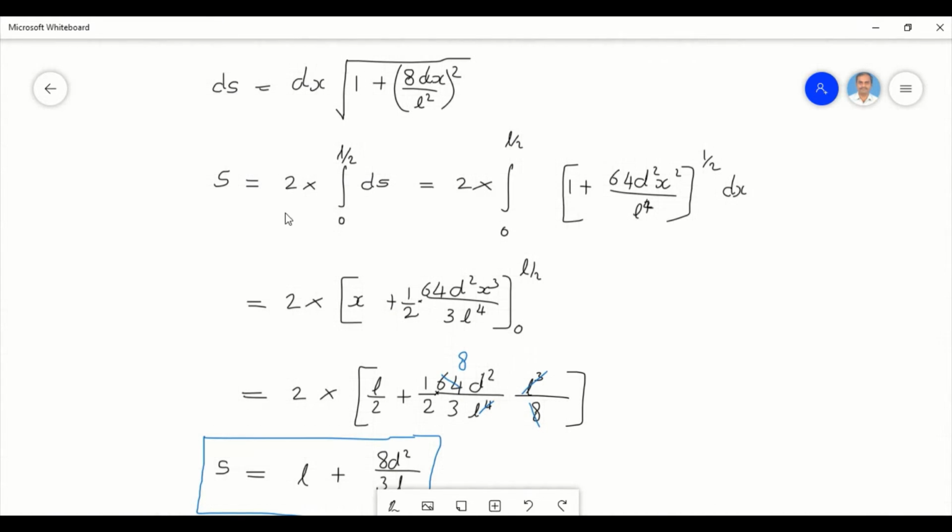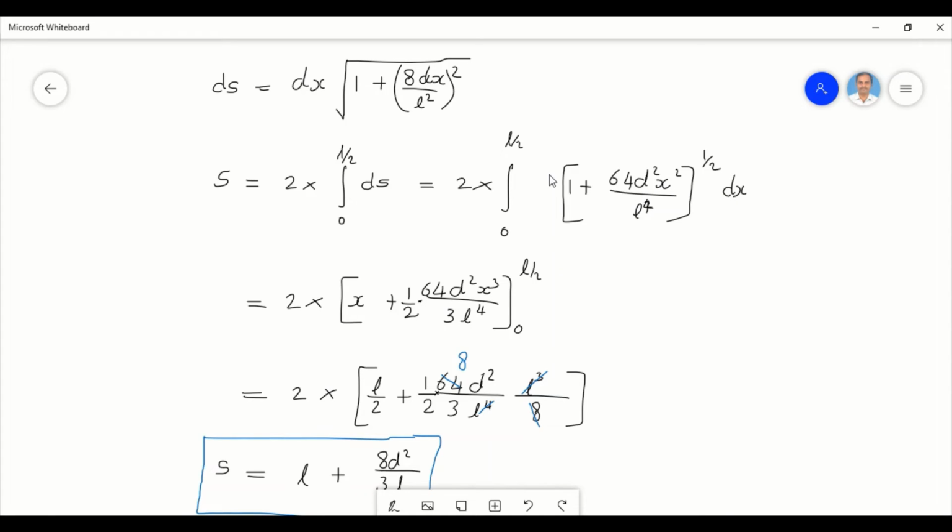So the total length of the cable S can be written as 2 into integral ds, where we have written this ds just for one half of the section. So we are multiplying this with 2 so that we will get the total length of the curve. And now I will replace this ds with the previous expression. So it is dx multiplied by 1 plus 64d square x square by l power 4, the whole power 1 by 2. I have to write this dx later, because this term involves x square.